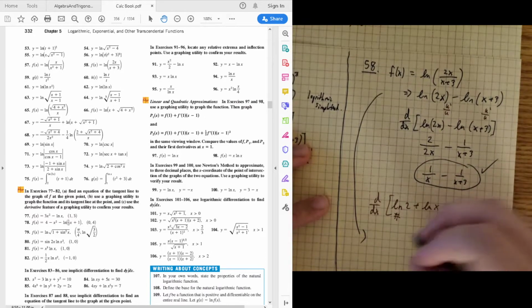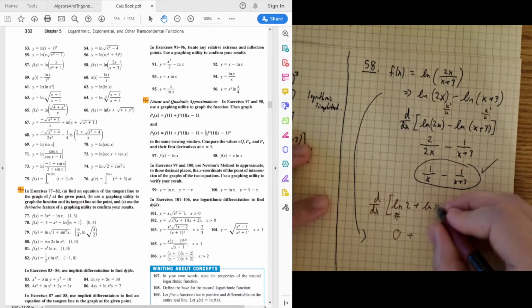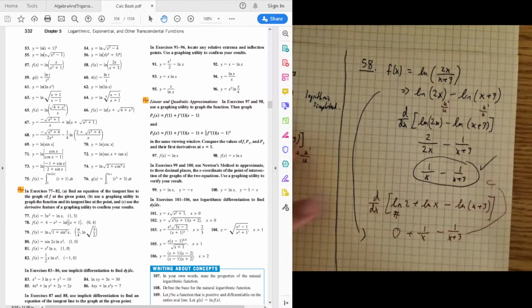So when I take the derivative of a number, I get 0. Plus the natural log of x. Well, natural log of x is 1 over x. Minus natural log of x plus 1. Then we do the u prime over u just like before. 1 over x plus 3. And lo and behold, these two are equivalent.